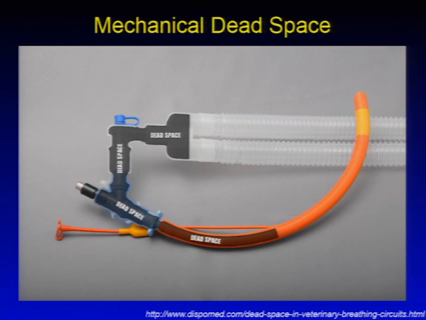So this is the mechanical dead space. As I mentioned before, this is the Y connector starting and then ending at the incisor portion of the endotracheal tube. That's considered to be the mechanical dead space.